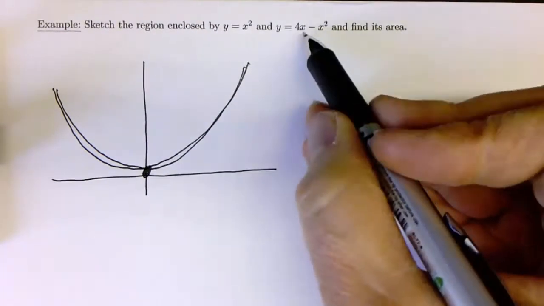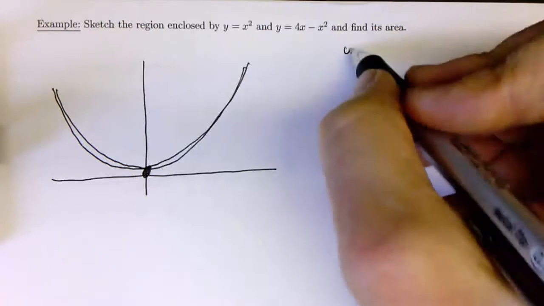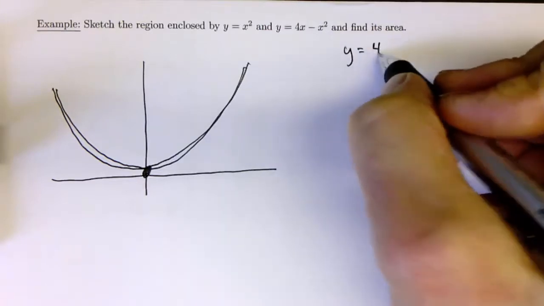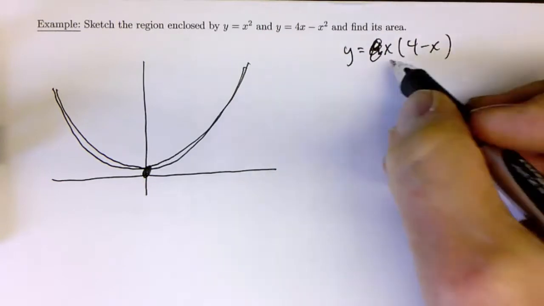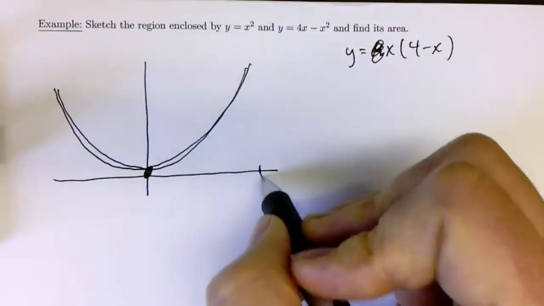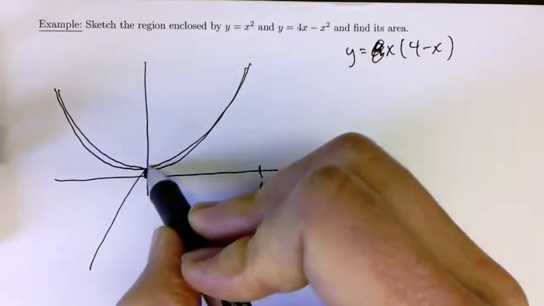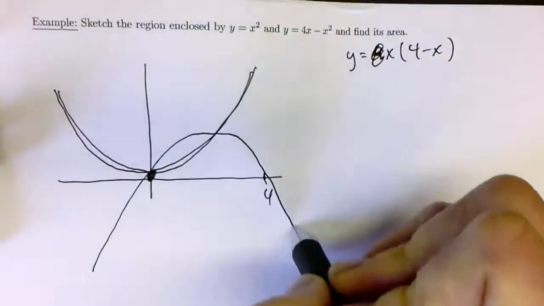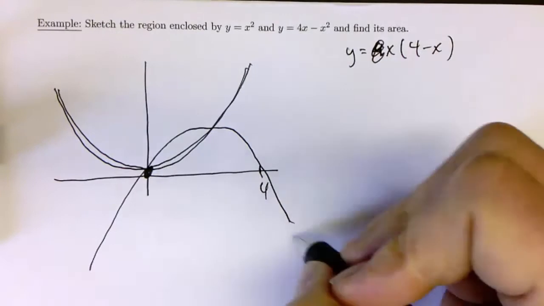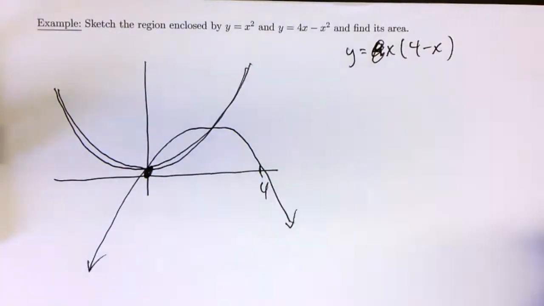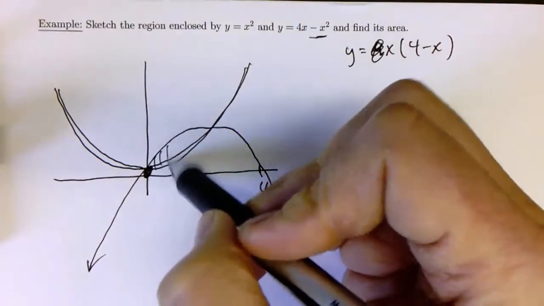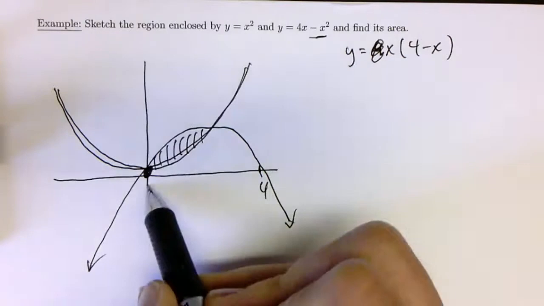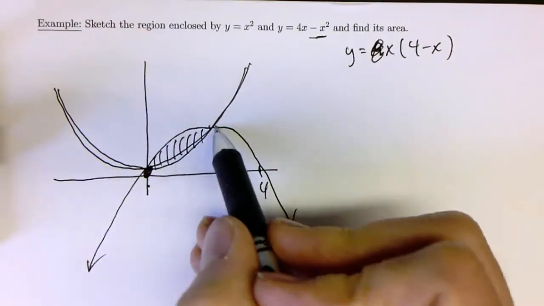All right, and y equals 4x minus x squared. Well, that's y equals x times 4 minus x, if I factor out an x. So I can see there's a 0 at 0 and a 0 over here at 4. Okay, and so that's an upside down parabola. I know it's upside down because I have negative x squared. All right, so the region in between these curves goes from here to here. It looks like the left end of this is at 0. Where's the right end right here?